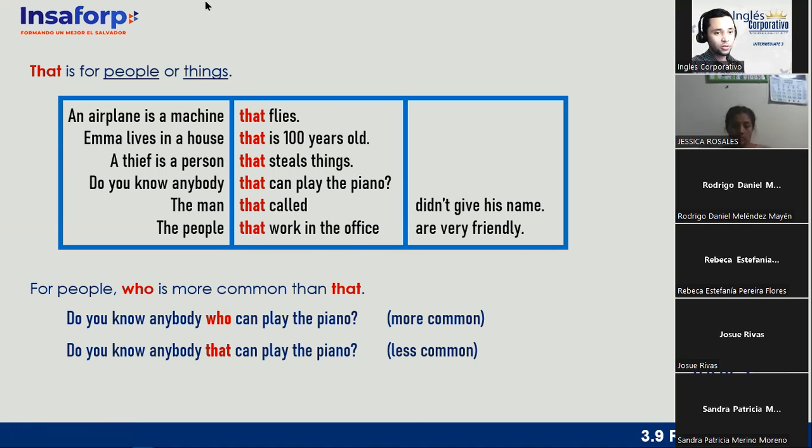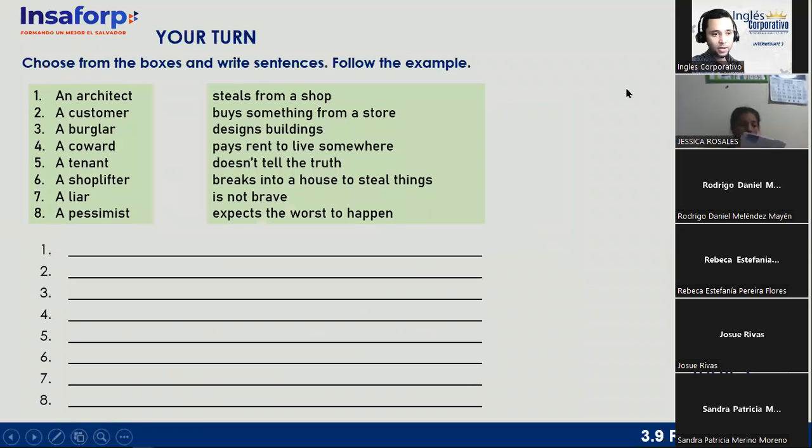So this is the review. We're going to do some exercises. How many people are there connected? Okay, great. I'm going to create the groups. Let me see. All right, so here's what we're going to do. Take a look. Your turn.